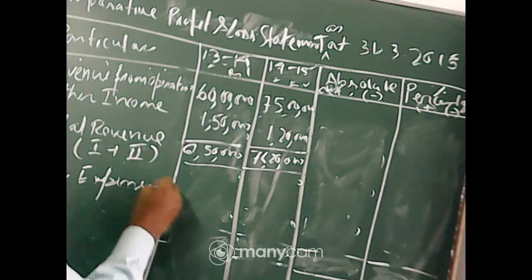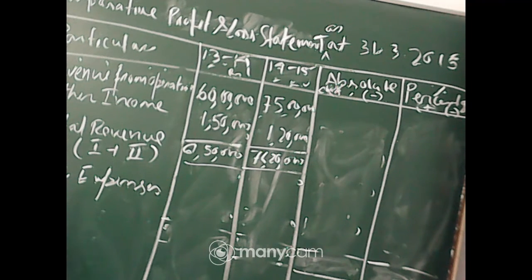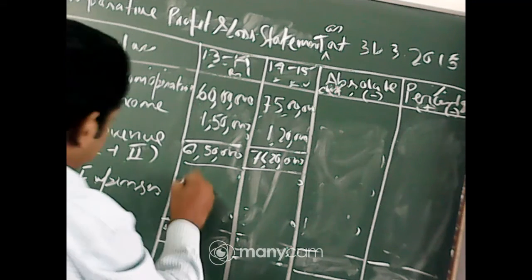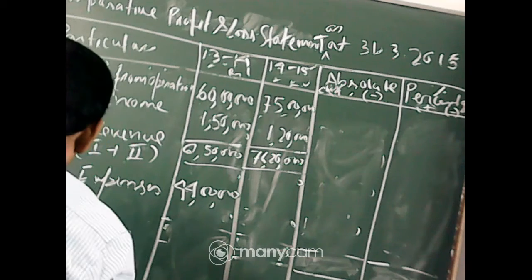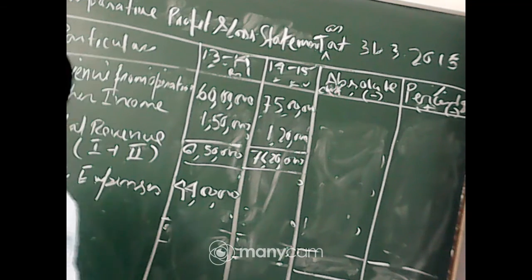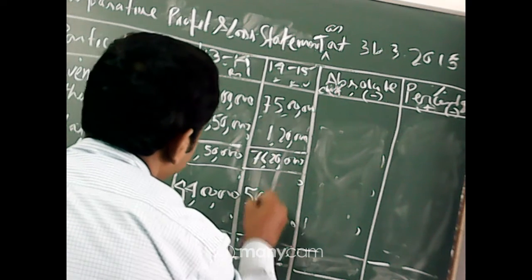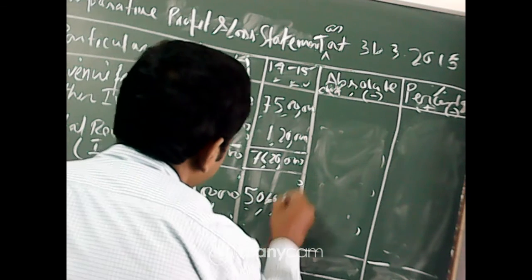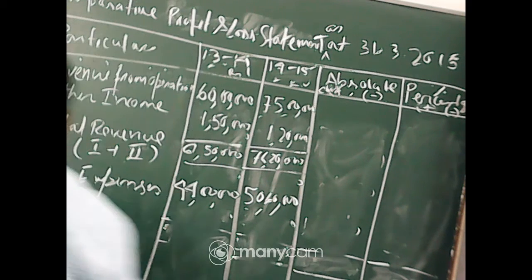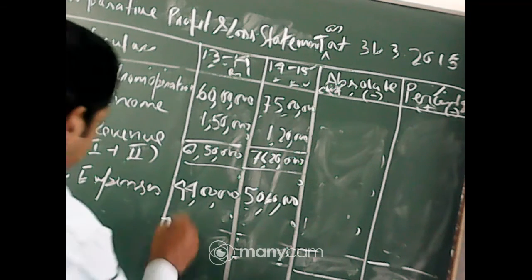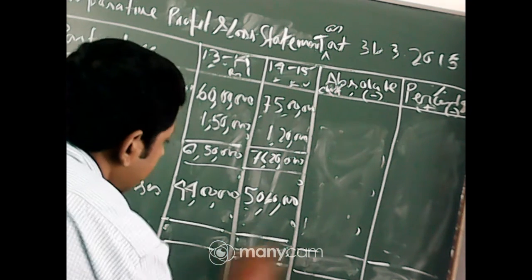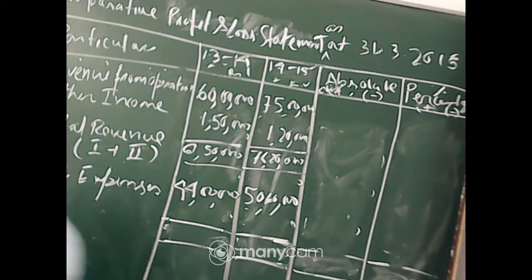Expenses are also given in your question, that is 44 lakh and 50 lakh 60,000, sorry, 50 lakh 60,000. Now after expenses what will be given? You can find the profit, because if from income you deduct the expenses, what will you get? The profit before taxes.